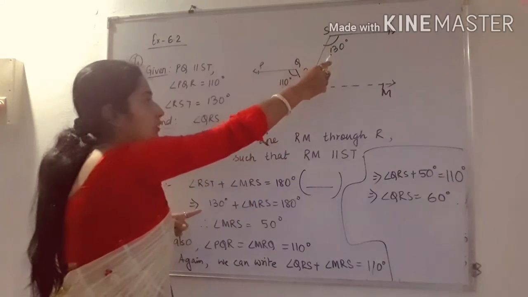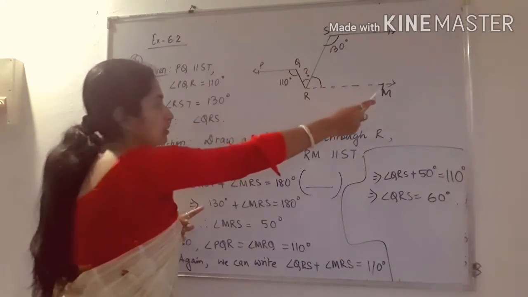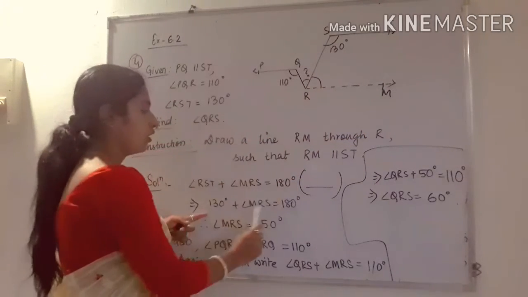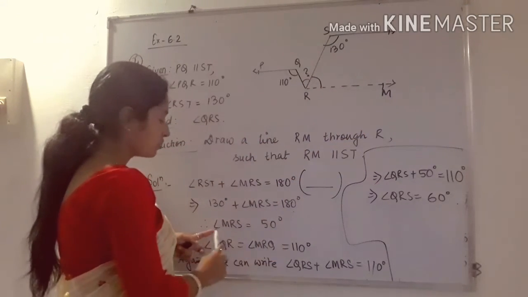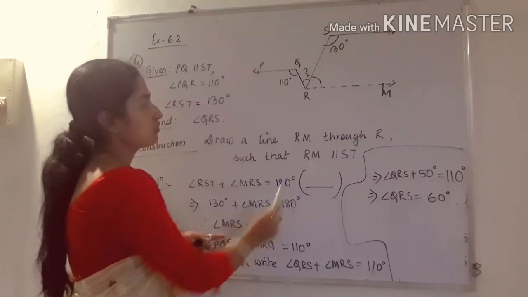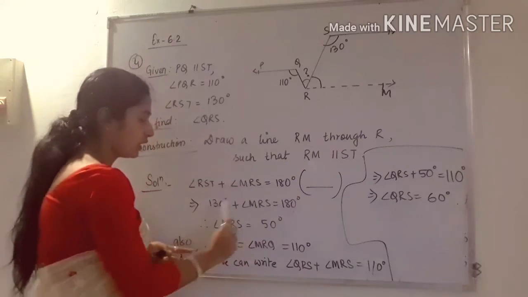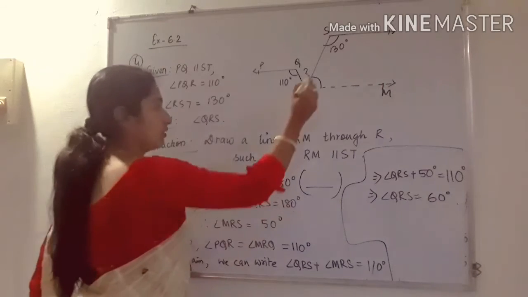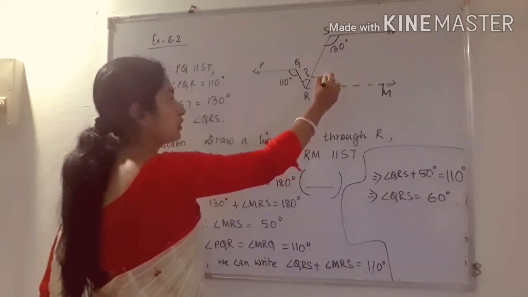So 130 degrees plus angle MRS. The name of this angle will be angle MRS. So this whole angle will be equal to 180 degrees. So we can find the value of angle MRS, which is 50 degrees. 180 minus 130 will be 50. Next, see, we got this one. So this is 50 degrees.